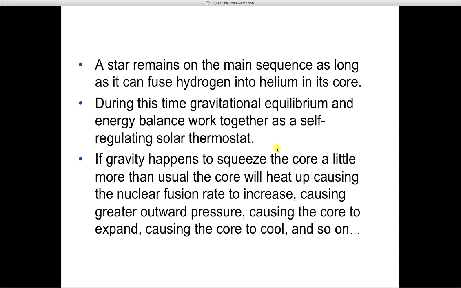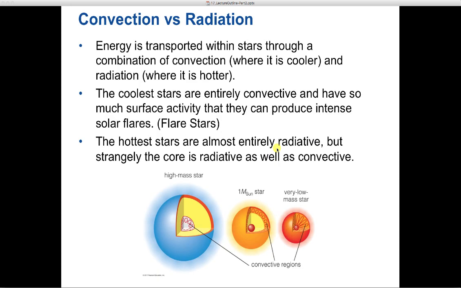So there's this back and forth balance between gravity and energy production that keeps the star fairly stable. But ultimately, there are some changes. Ultimately, we're losing some particles. We'll talk about how these changes are occurring as a star goes off the main sequence.